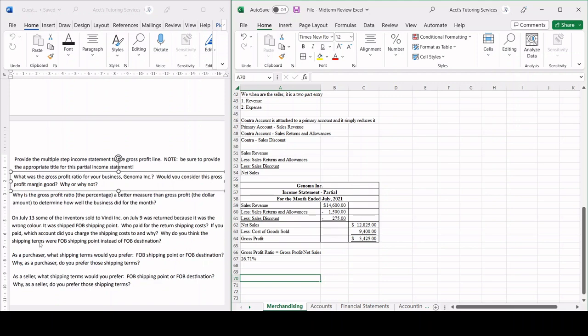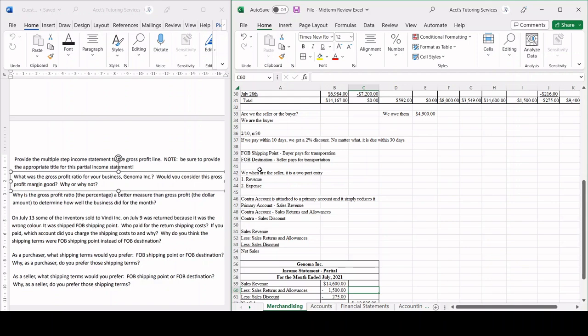Simple as that. As a purchaser, what shipping terms would you prefer, FOB shipping point or FOB destination? Why, as a purchaser, do you prefer those terms? As a purchaser, we prefer FOB destination because, simply put, we don't pay for transportation. And if you don't pay for transportation, that means during transportation it's not in our possession. That means we have less liability and less risk, because if it's in the possession of the seller and anything happens during transportation, that's on them. That has nothing to do with us.